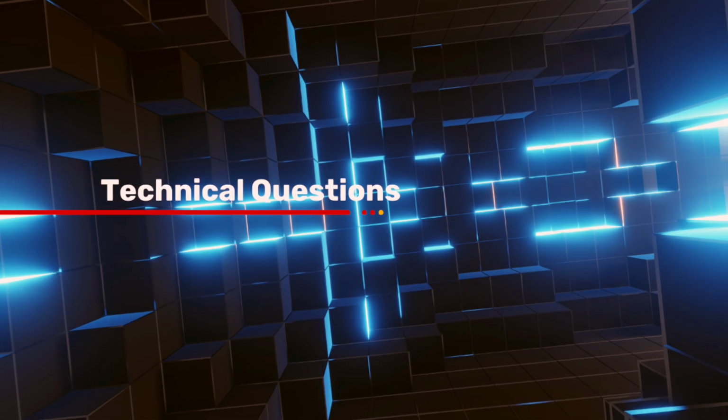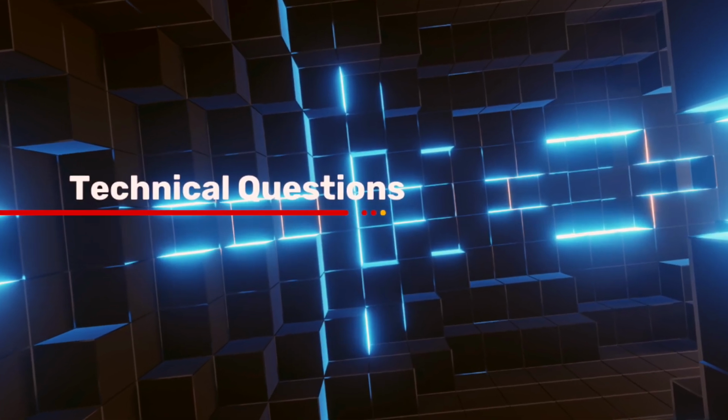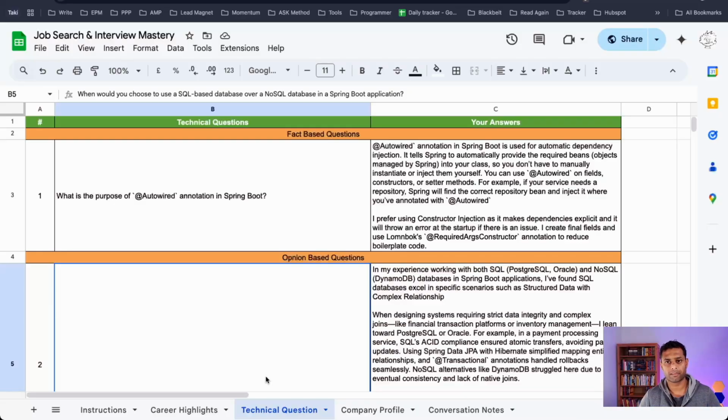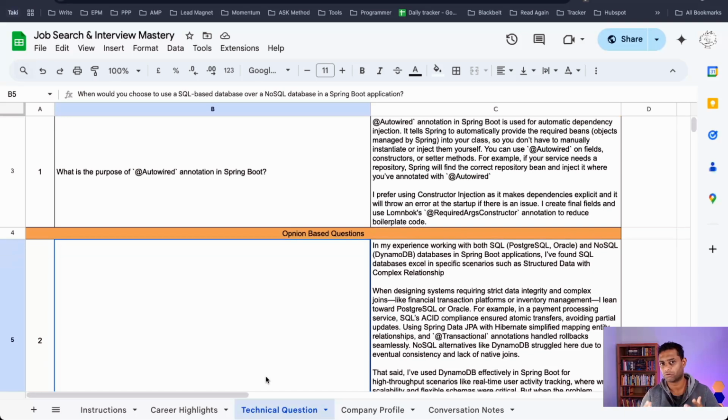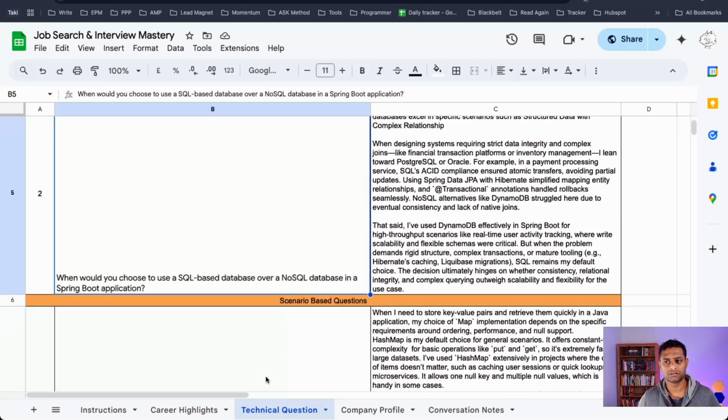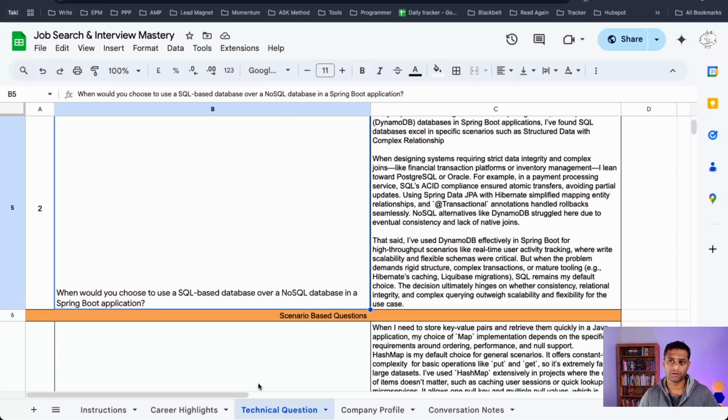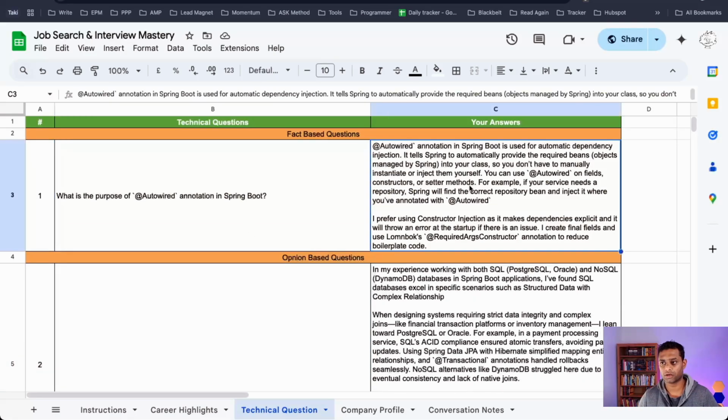The next one is on technical questions. Now, if you had attended my webinar, I talked about this. Technical questions generally fall into three buckets. Fact-based questions, which are just to test your knowledge and your concepts. Second is opinion-based questions: what do you think about X versus Y? Because in technology, most of the time we work with constraints and with multiple options. And the last one is scenario-based questions. These are the ones where they want to test whether you can think on your feet and how you actually process your thinking. I've given some examples and how you can answer them.